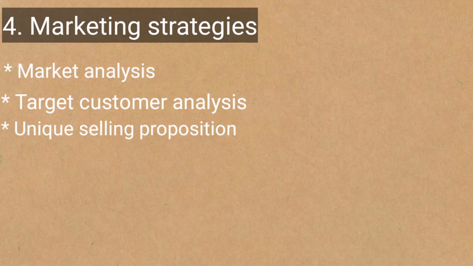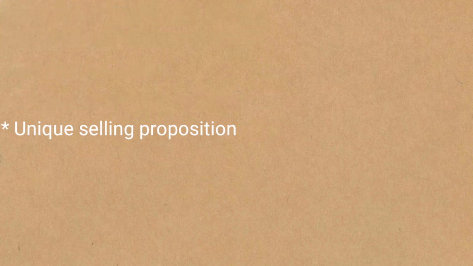So the fourth section includes your marketing strategies. Now this should contain your market analysis, your target customer analysis, and your unique selling proposition. So the market analysis is really important. You really need to know the market that you're going into. You have to know other brands like you in the clothing industry. You have to know what's going on. You have to know the product that you want to bring in, how much is it searched for. For instance, you could have an idea, a very good idea in your own eyes, and it's not what people are looking for in the market.